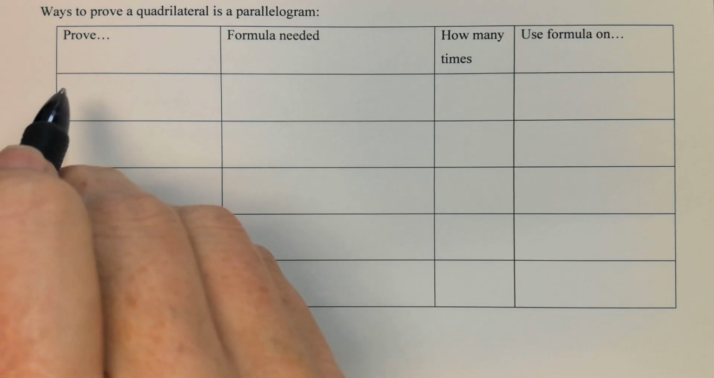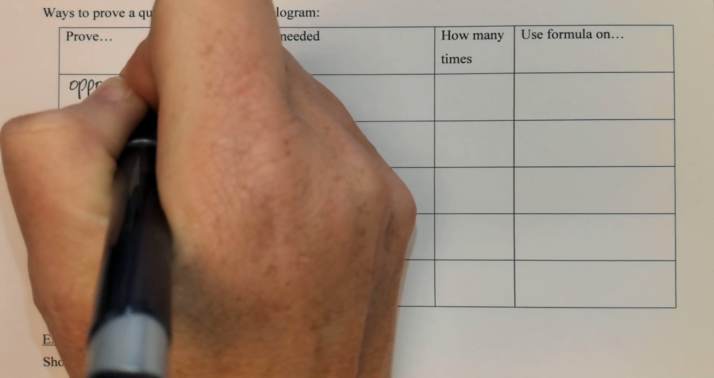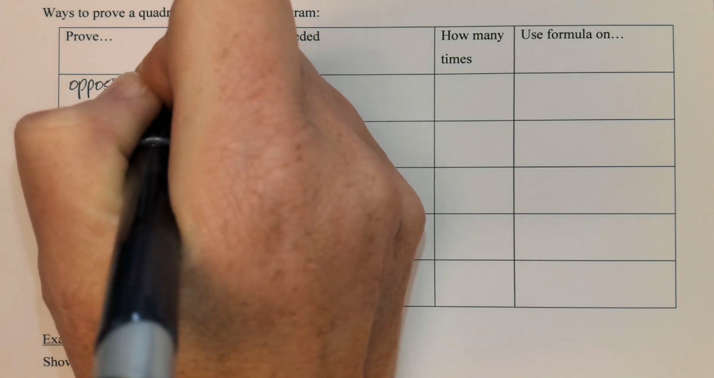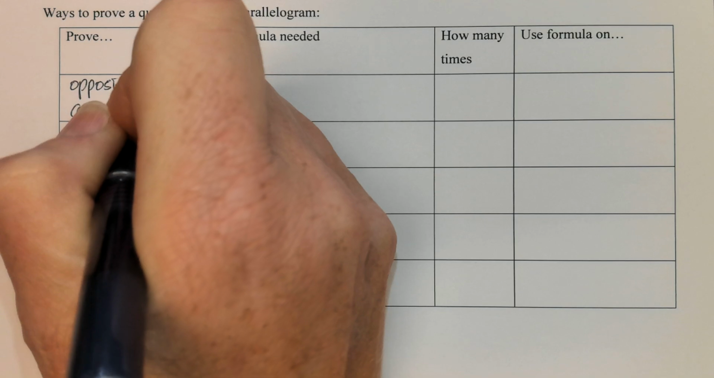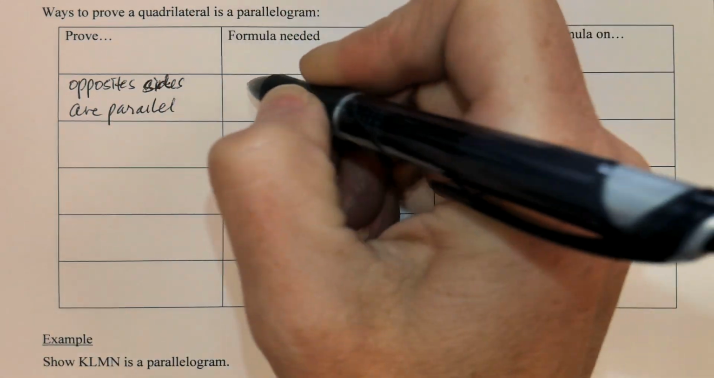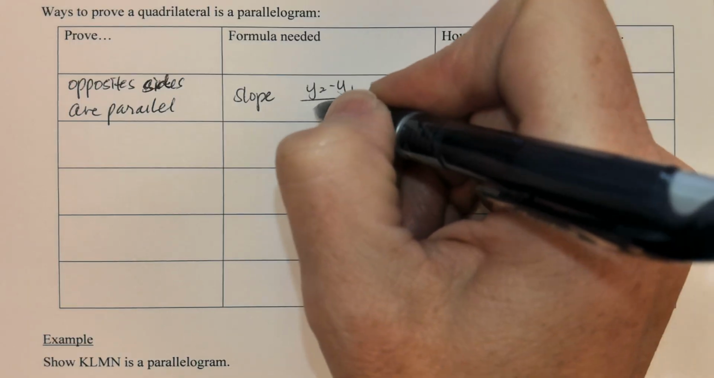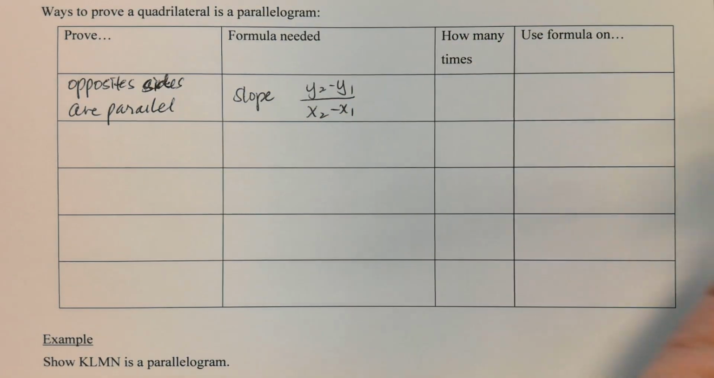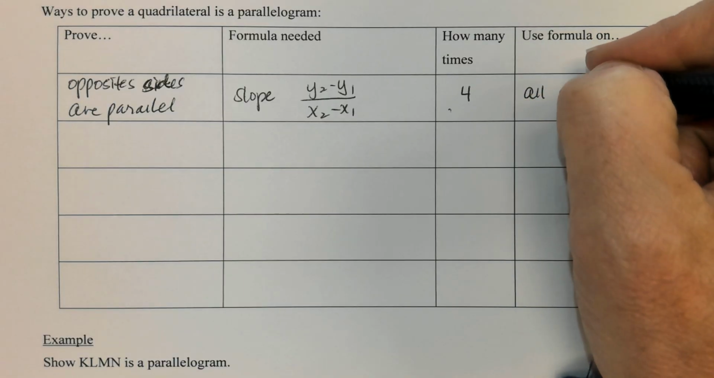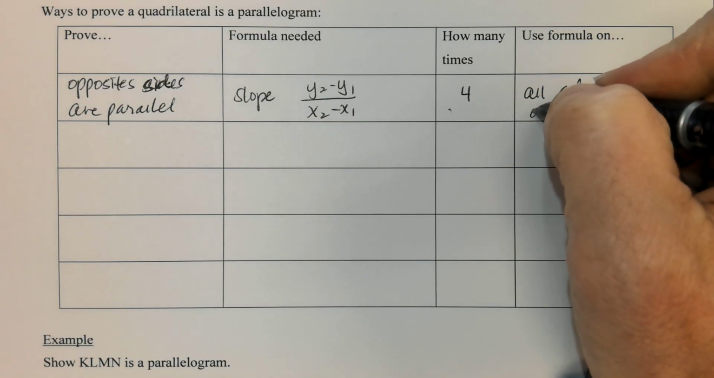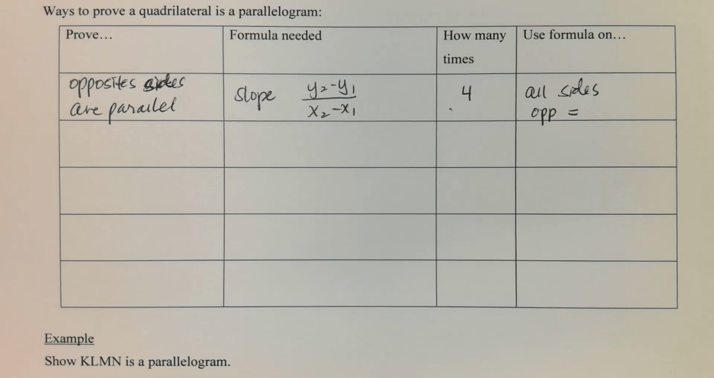So the first way you can do it is you can show that opposite sides, sorry about that, are parallel. So you would need the slope formula, which is y2 minus y1 over x2 minus x1. And you would have to do that 4 times. You would use the formula on all the sides. And you need opposite ones to be equal. That's how you would prove it.